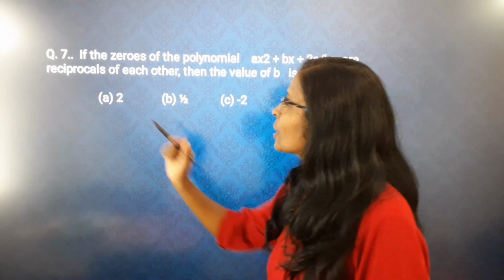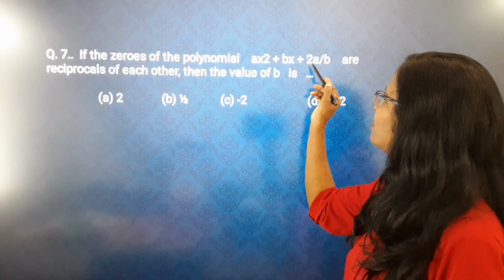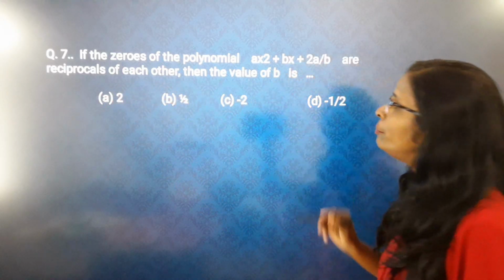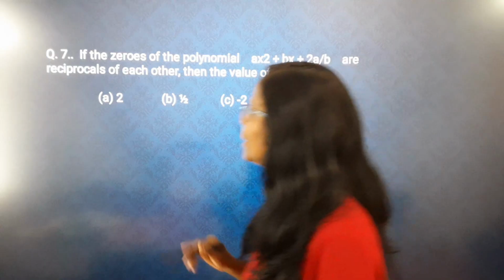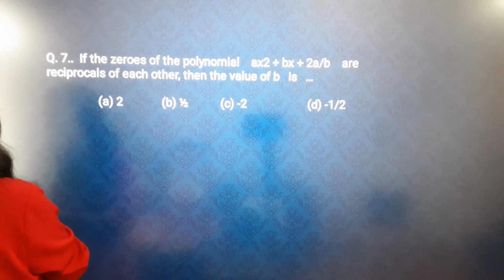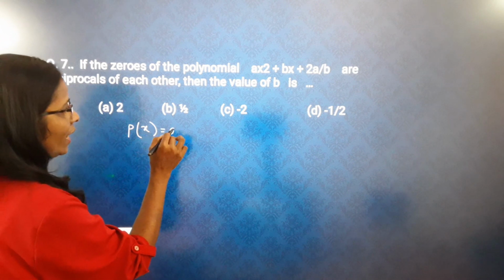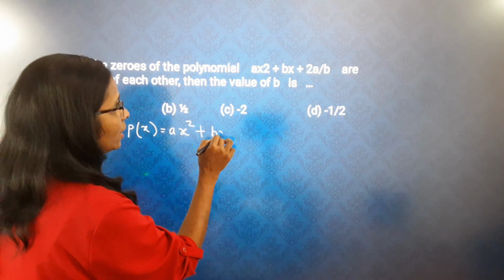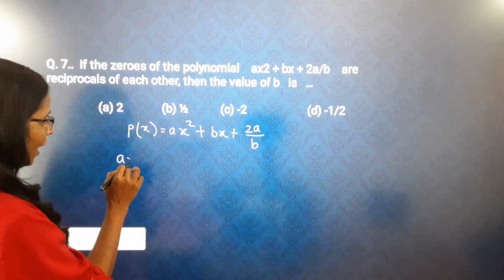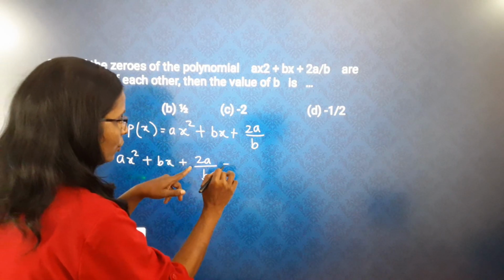Okay, then the 7th example: if the zeros of the polynomial ax square plus bx plus 2a upon b are reciprocal of each other, then the value of b is. Okay, so now here the given polynomial p of x is equal to ax square plus bx plus 2a upon b. So that means we write here ax square plus bx plus 2a upon b is equal to 0.